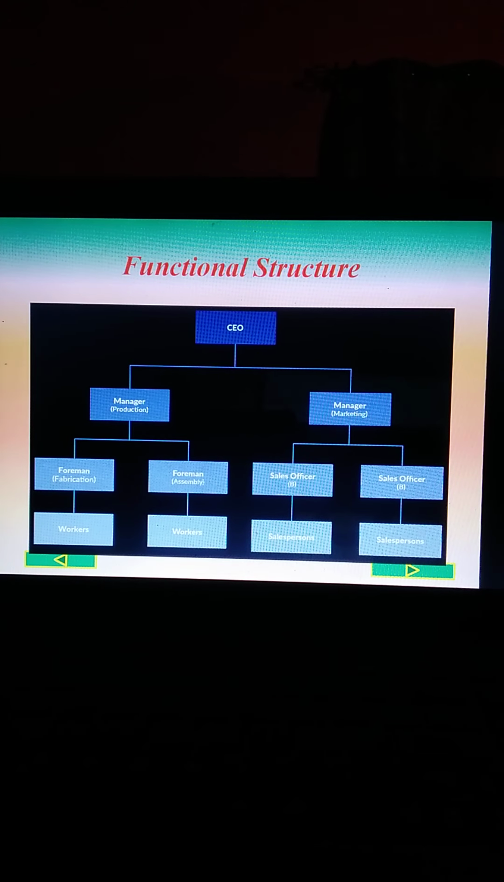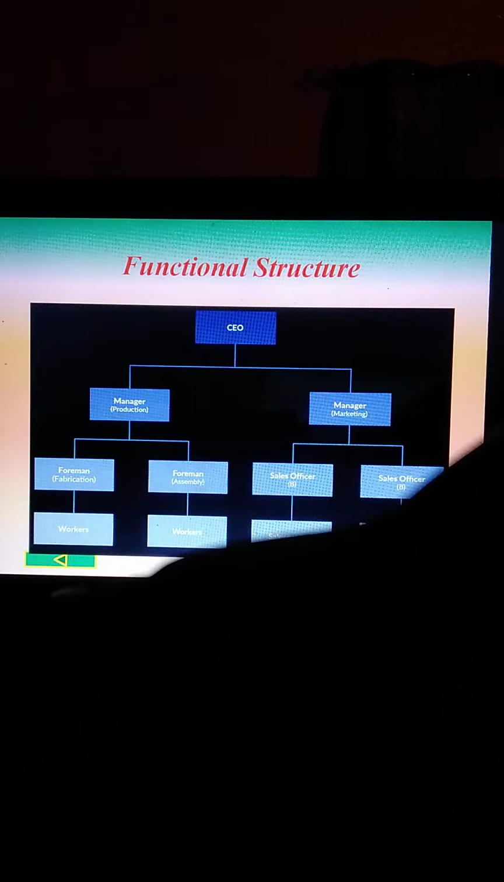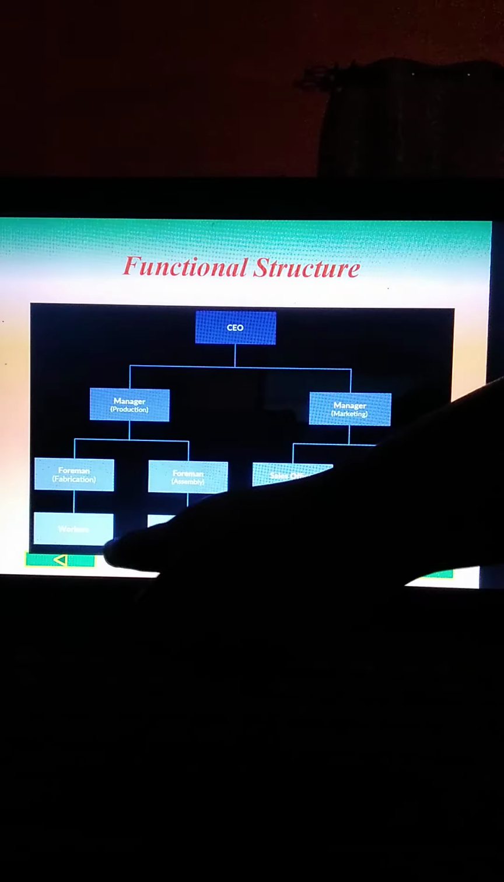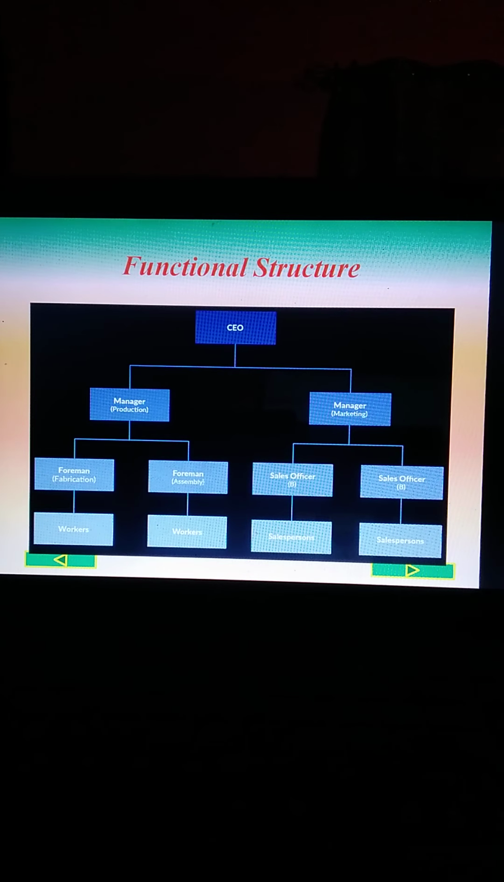Right. Then, under the production manager, we have supervisors. Some people call them foreman. They answer to the production manager. Below them, we have the workers. Those are normal persons who ensure that the job gets done, right? This person answers to the supervisor, then the supervisor to the manager, who then answers to the CEO, and the same is done in the marketing department. Okay?